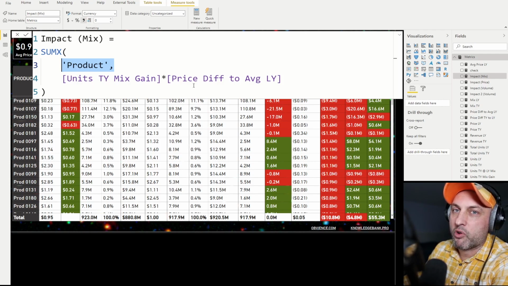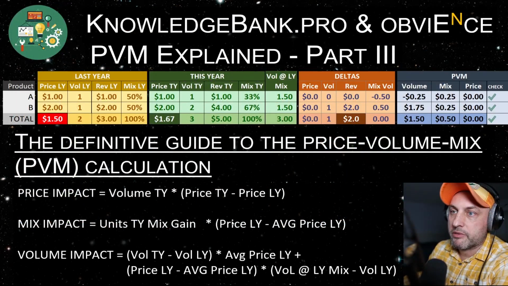So let's take a look at the formula again just to refresh the math. The mix formula is the second one, mix impact. It's units this year mix gain, which is this column over here, and we're multiplying it by the difference between price in the current row of last year minus the average price last year. So for product A, we're going to be multiplying minus 0.5 times 1 minus 1.5.